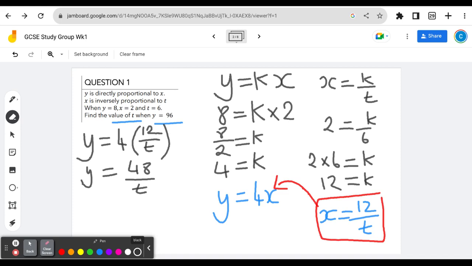And now it says find the value of t when y is 96. I'm going to quickly substitute that in. y equals 48 over 96, which is my answer. You can simplify that to a half if they wanted you to, but that is your answer right there.